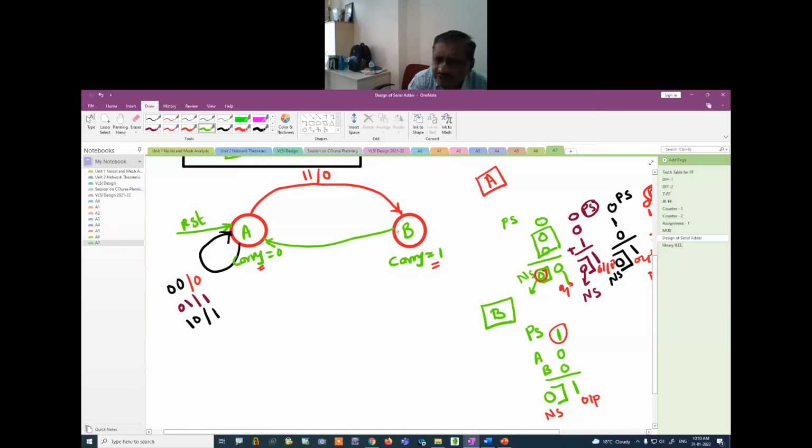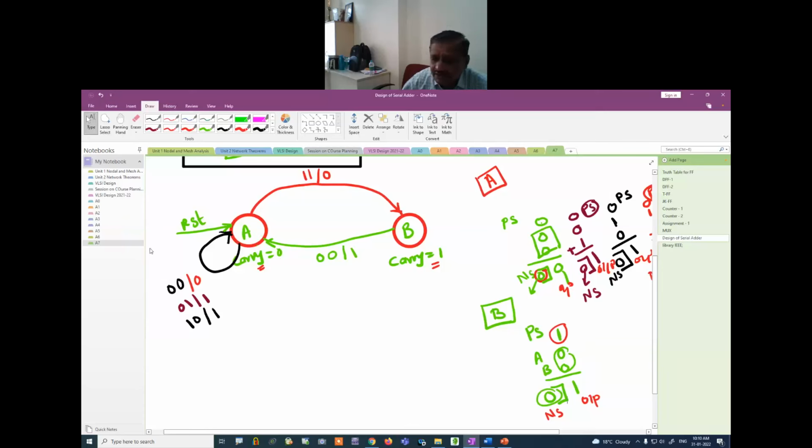Something like this. When we are in the B state, inputs are 0, 0, output will be 1. Look at this, present state is carry is equal to 1, inputs are 0, 0, output is 1. That's why I have written output 1. What are the inputs? Inputs are 0, 0. What is the next state? This next state is 0, that is carry is equal to 0 will be the next state. Something like this.